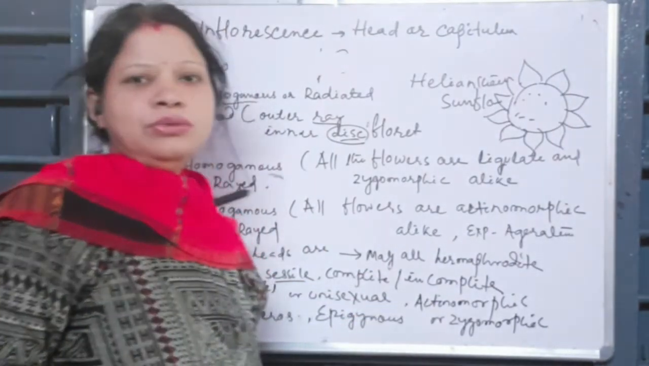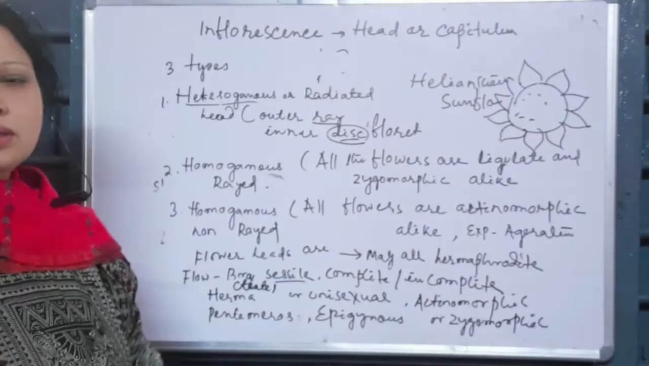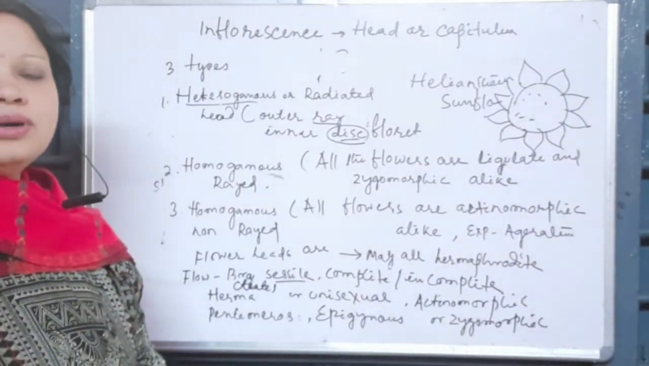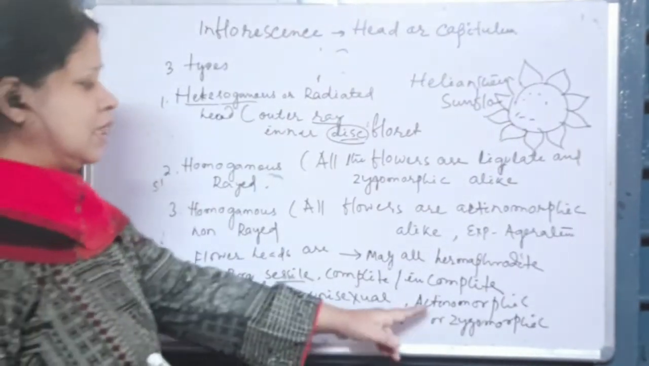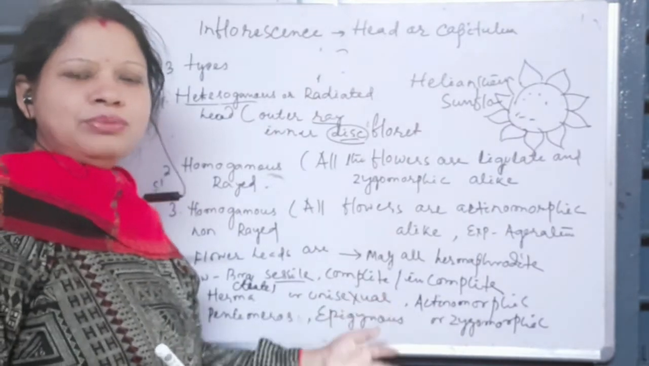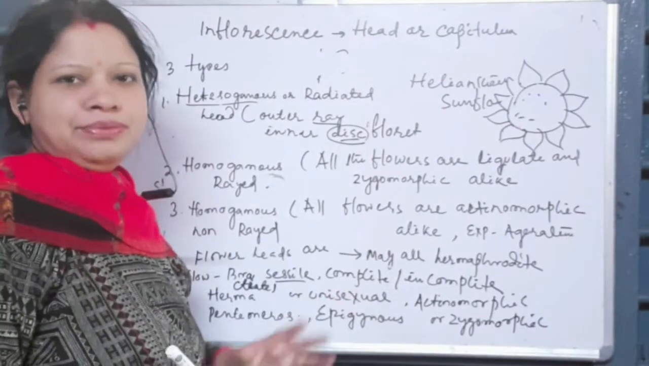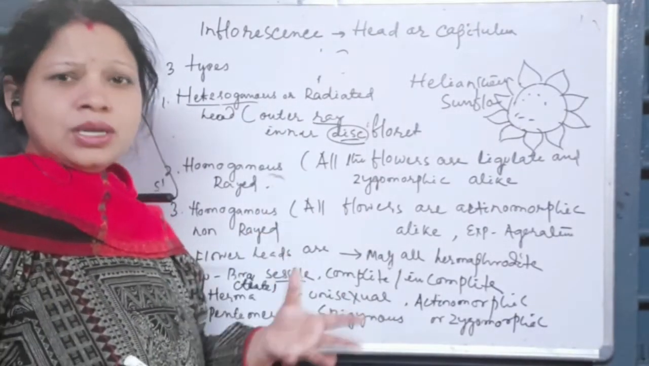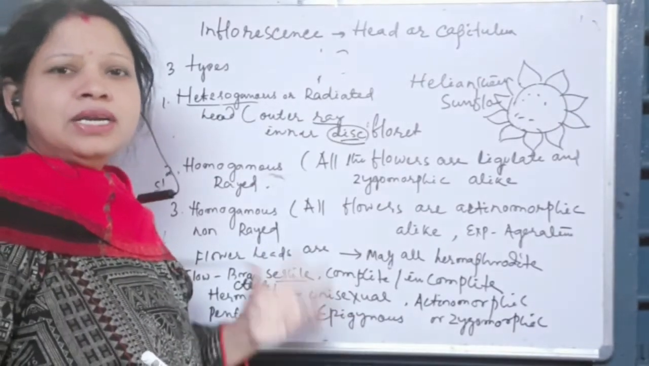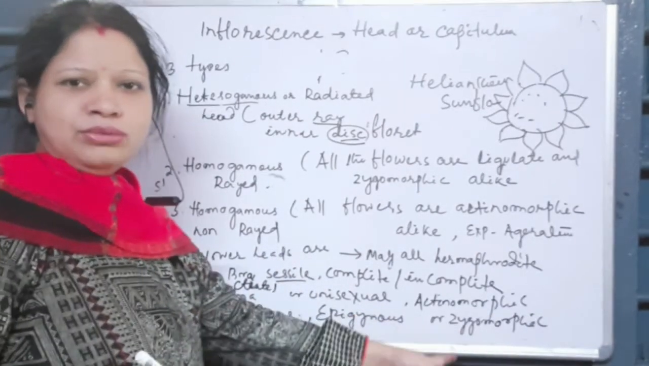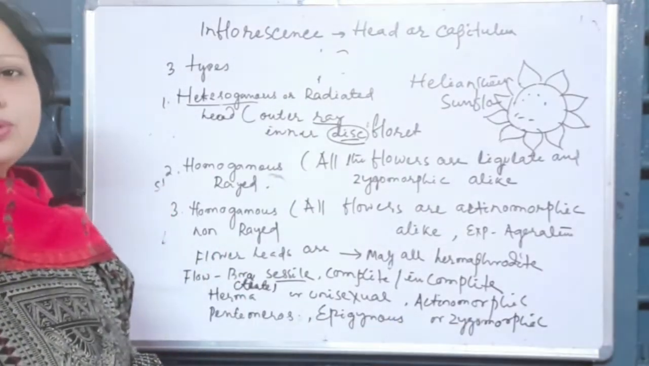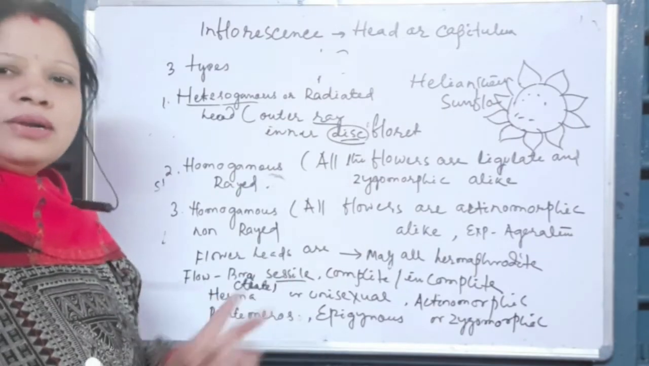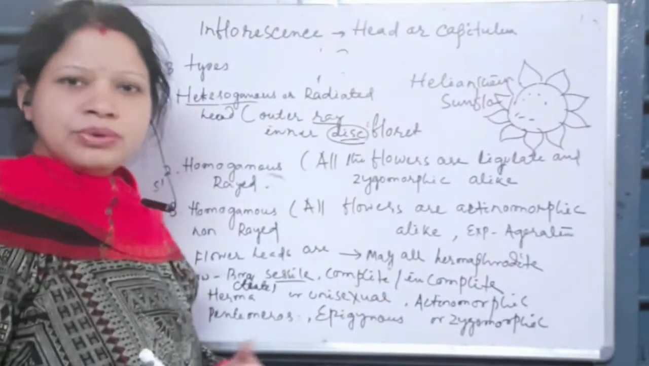Actinomorphic or zygomorphic. Actinomorphic means the flower can be divided into two equal halves in any vertical plane. That is actinomorphic, and this actinomorphic flower can be identified from the equal petals. If the flower has equal petals, then it is an actinomorphic flower. And zygomorphic means the flower can be divided into two equal halves only in one vertical plane. So a zygomorphic flower has unequal petals.